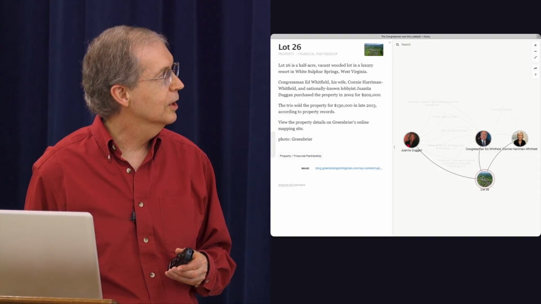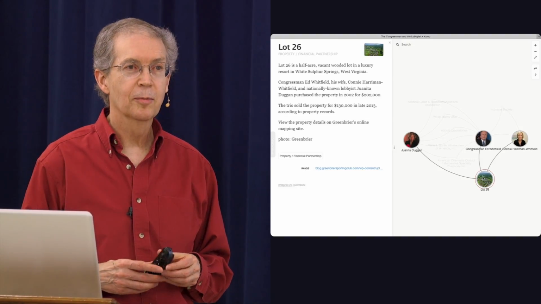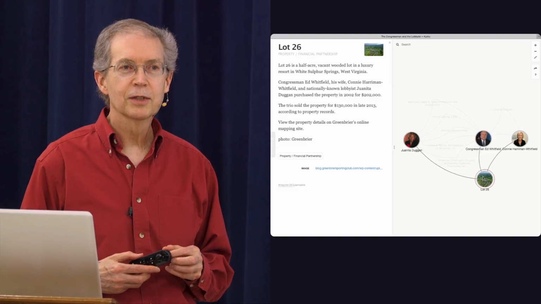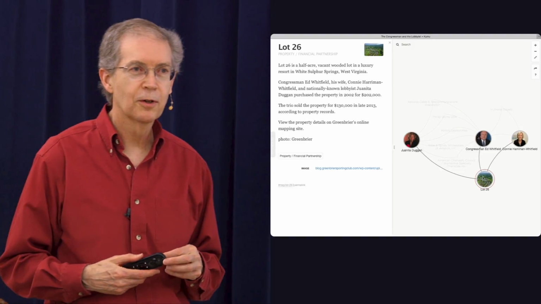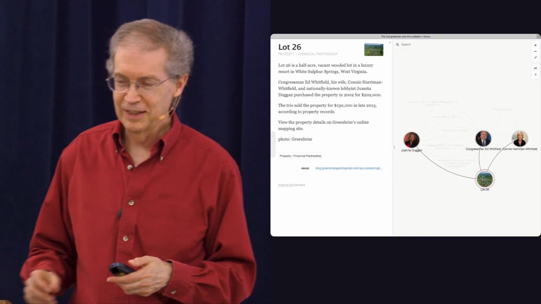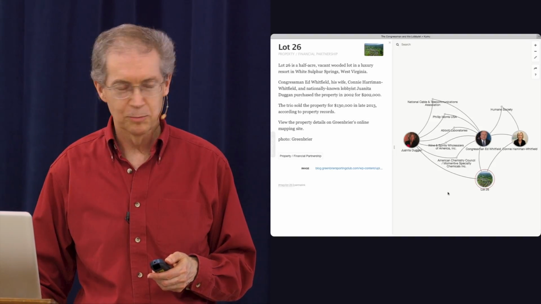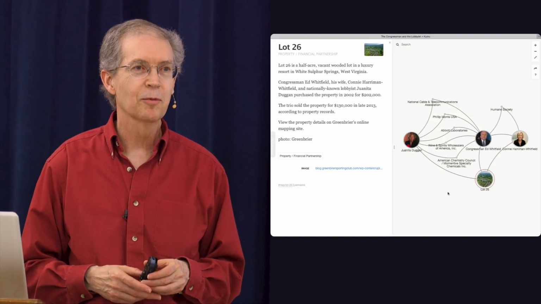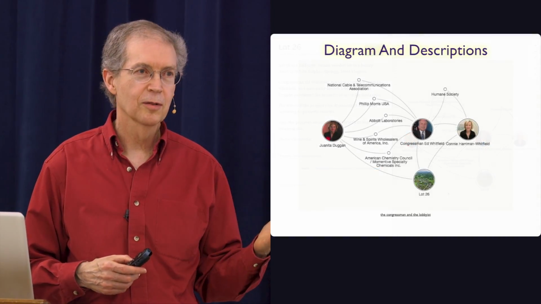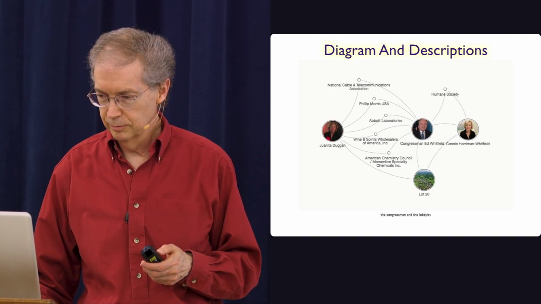There's even this thing down here, this Lot 26, that was purchased jointly by the lobbyist, the congressman, and his wife. Now, you get to draw your own conclusions about what all this close connection means. I would invite you to go and look at that. We're not going to continue too far into this, but I just wanted to use this as an example of a system that joins together diagrams and descriptions in a very useful way.